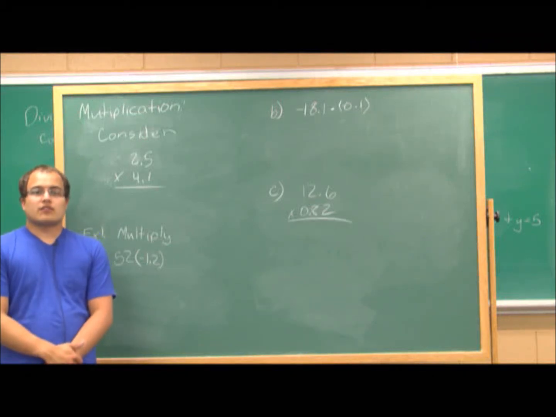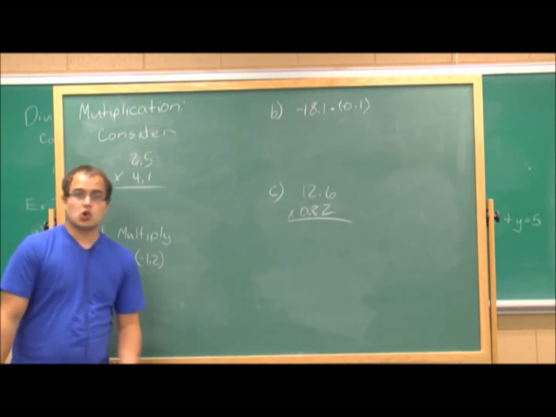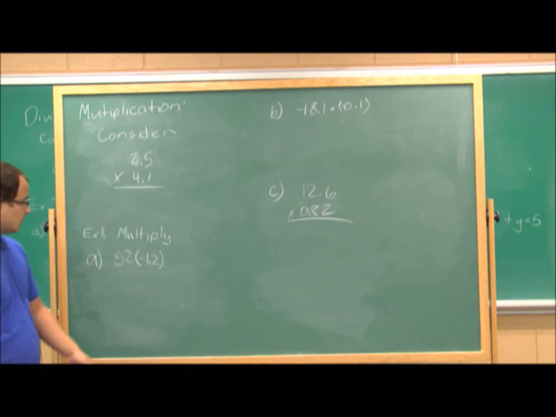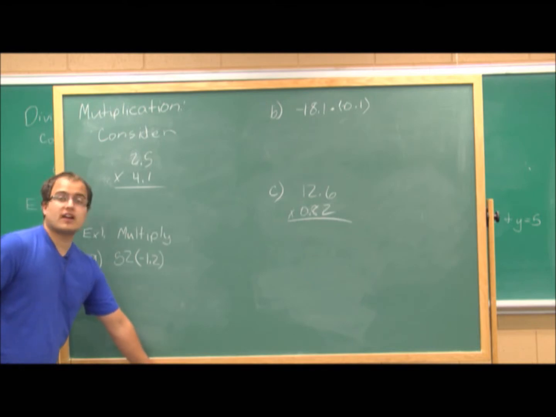Hello, today I'm going to be covering section 3.3, multiplication and division of decimals. I'm going to start out with multiplication. Now consider 2.5 times 4.1.